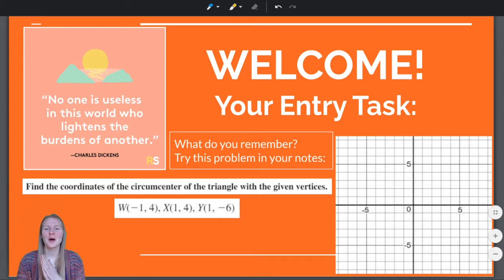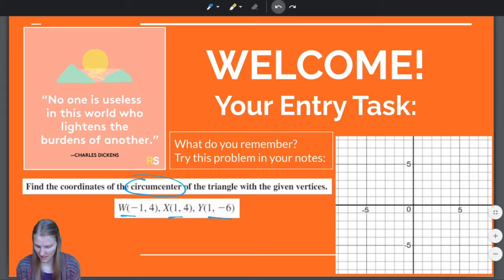You know what to do. Pause the video and try this problem in your notes, and then unpause it to do it with me. Alrighty, we want to find the coordinates of the circumcenter of the triangle with the given vertices. So step one is let's see what triangle we're working with here.